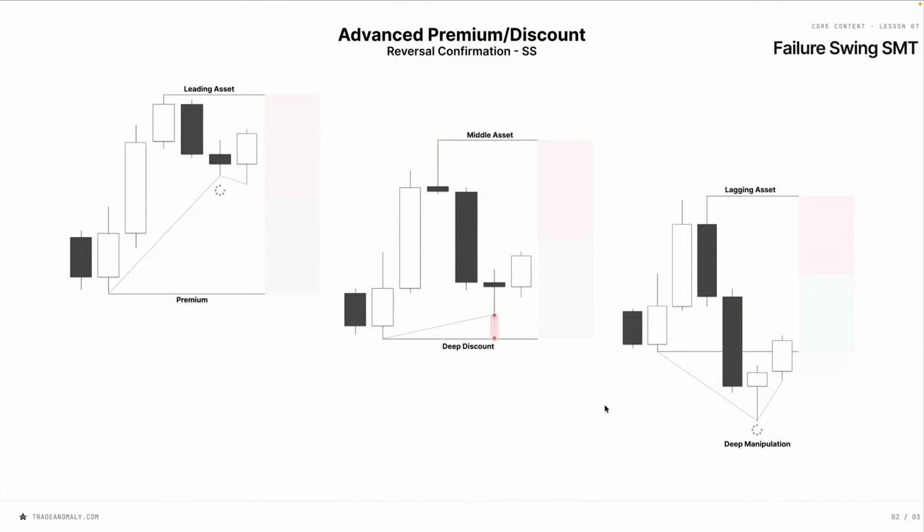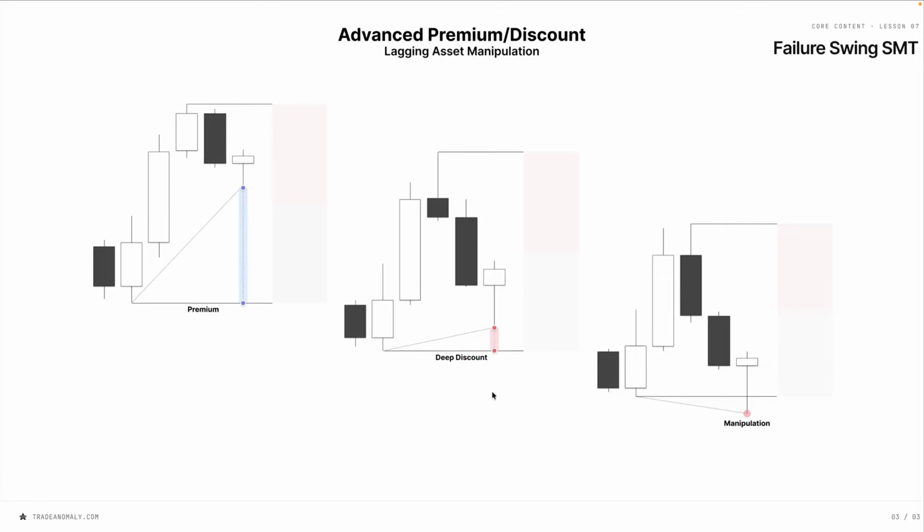Once you have that, typically that means that this asset is not going to reach these lows because the lagging asset, the weakest one, is switching strength and actually reversing. So if this asset is reversing, then this asset is also going to reverse. And now here is the last way we can tell if price is likely to leave this failure swing SMT, and that is when the lagging asset over here is actually manipulating the range low, not making that deep run.